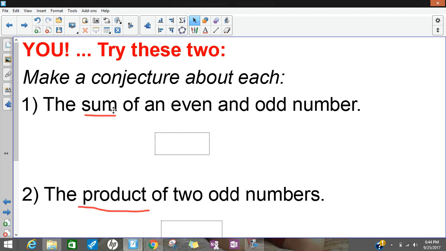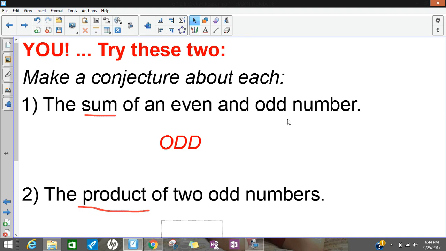So here I want to sum or add an even and an odd number, something like 3 and 6. If I add 3 and 6, I get 9. If I add 11 and 8, I get 19. If I add 22 and 5, I get 27. So it seems like whenever I add an even and an odd, I get an odd number, so the sum will be odd.